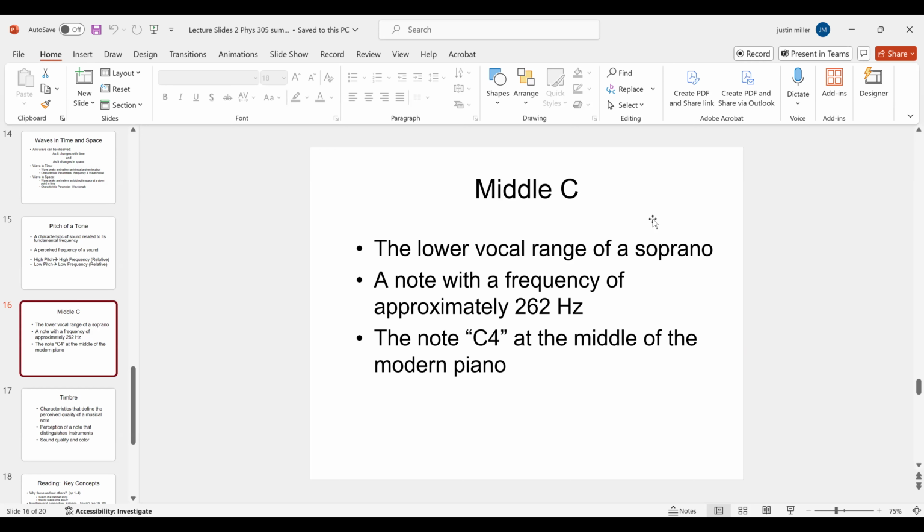That is the middle C, which is also known as the note C4, which is the fourth octave of C, which is at the middle of the modern piano. So C4, that's middle C, 262 hertz is what frequency defines that particular musical note. And we'll be looking at that here shortly.